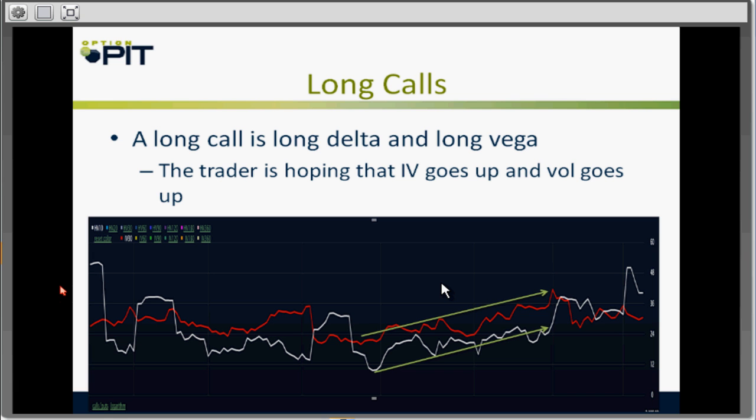So a long call is kind of the opposite of that. It is long vega and long delta. So it's long the underlying. All right? And it's long insurance premiums. The trader is hoping IV goes up and insurance prices increase.